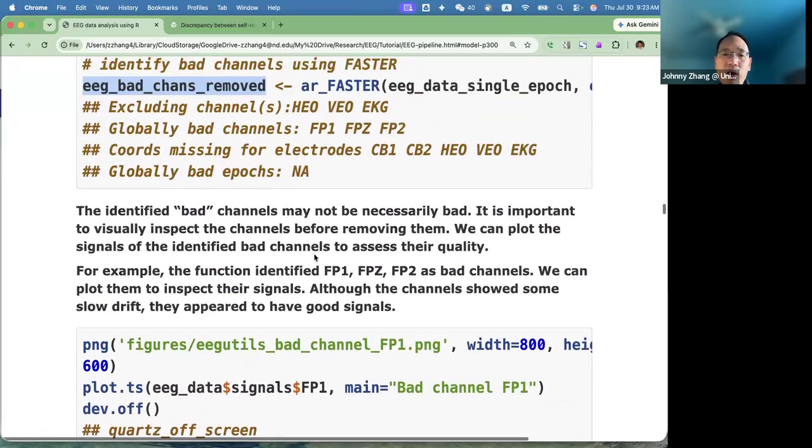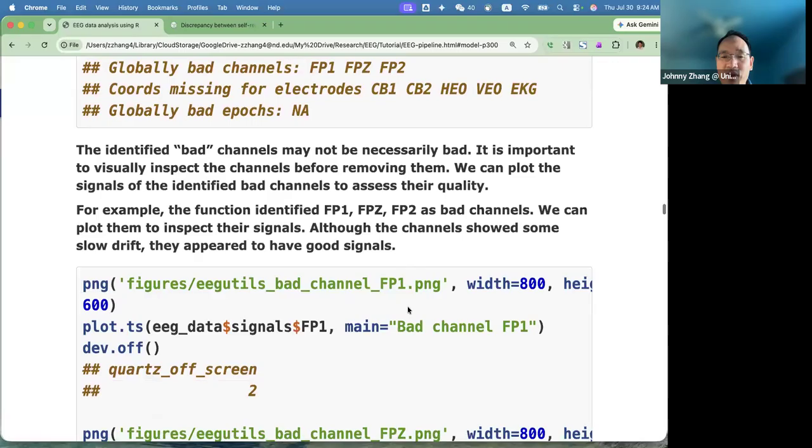I want to warn you that automatic bad channel detection methods may give false positives. Which means even though some channels may be identified as bad channels, they may actually represent valid information. So therefore, after you identify those bad channels using this automatic procedure, you should always check them yourself to see whether there are actually issues with the data or not.